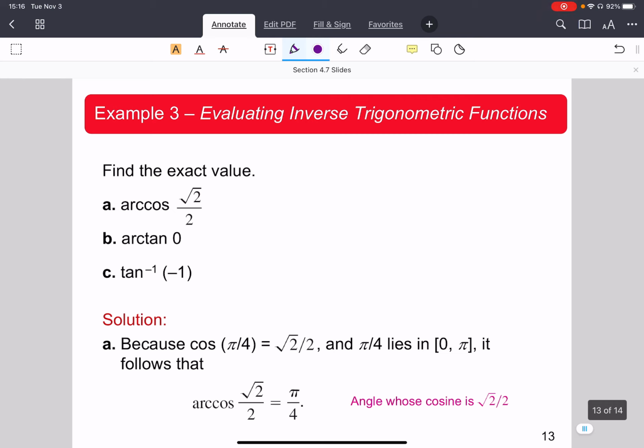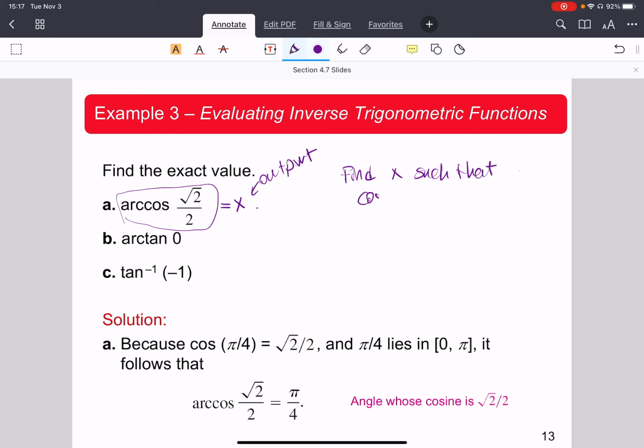Lastly, I'm going to do one evaluation problem for the other inverse functions. So I'm going to take a look at arccosine of square root of 2 over 2. The way I'm going to find that is, because this is going to be equal to some x, right? So this is going to be some output I'm trying to figure out. So I need to find an angle x such that cosine x, the inverse of arccosine, is going to be equal to square root of 2 over 2. So I need to find what angle gives me that, right?